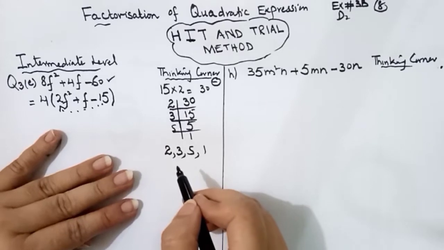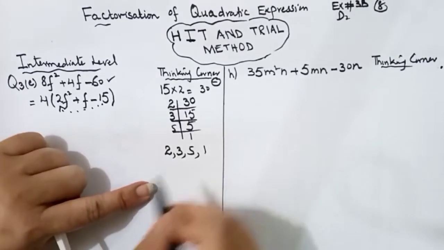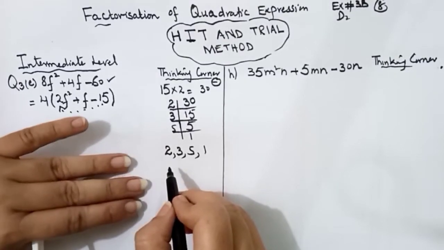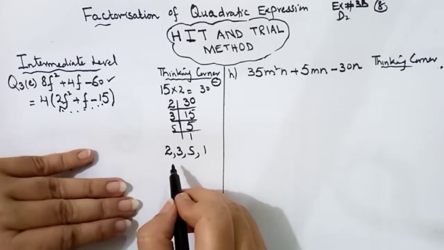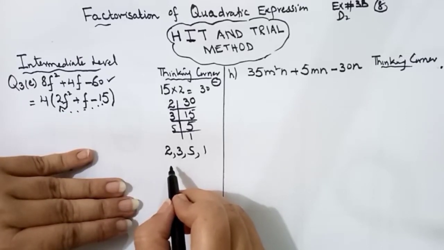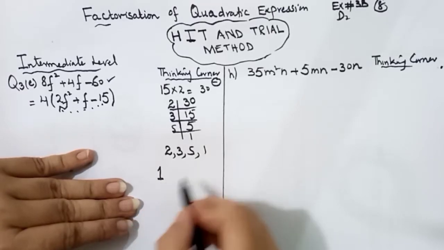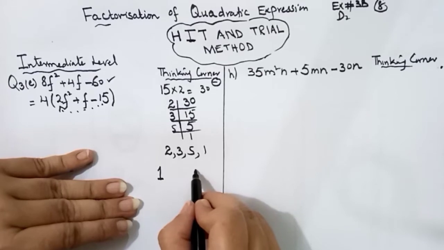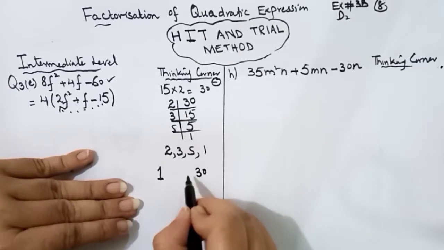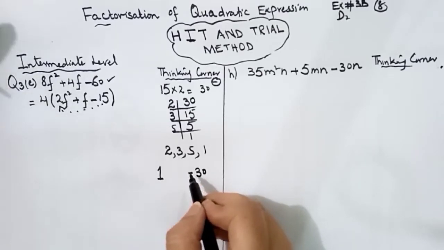Now you have to perform a magic. And what magic do we have to perform? We have to make just 2 numbers out of all these factors in such a way that when we add or subtract, we get the middle term, which is positive 1, and when we multiply, we get the product term, which is minus 30. Now the thinking process starts. What to do? What to do?